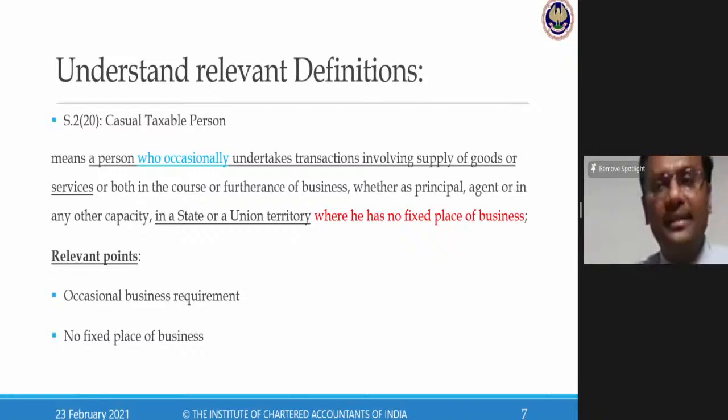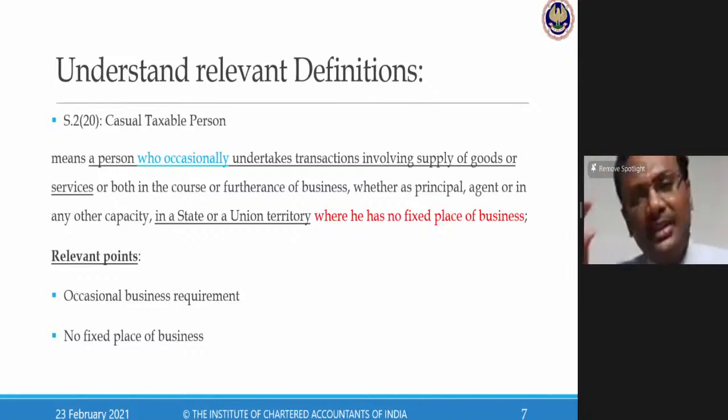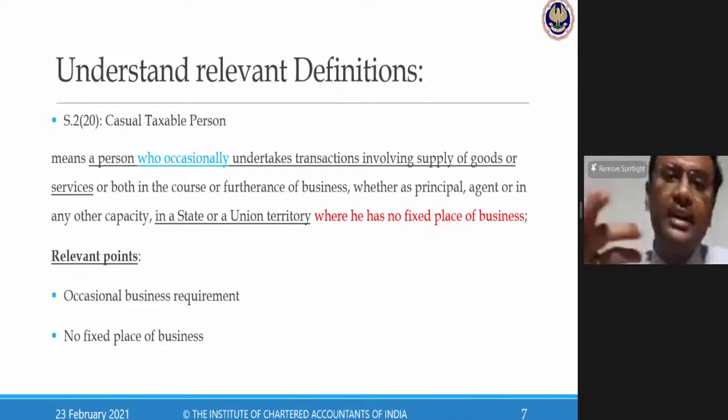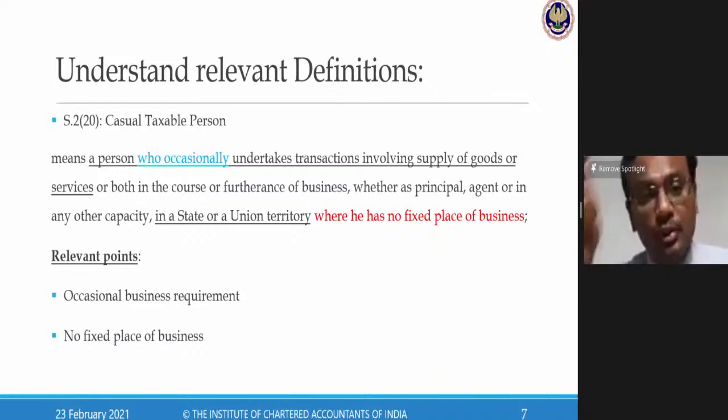What do you mean by fixed place of business? A place where there is permanence, where you stay on a regular basis, you occupy that place as an owner, as a landlord. Now, I don't stay there on a regular basis. I don't stay on a rental basis. I stay occasionally in a particular place of business for undertaking a business activity. Then you will be called a casual taxable person.